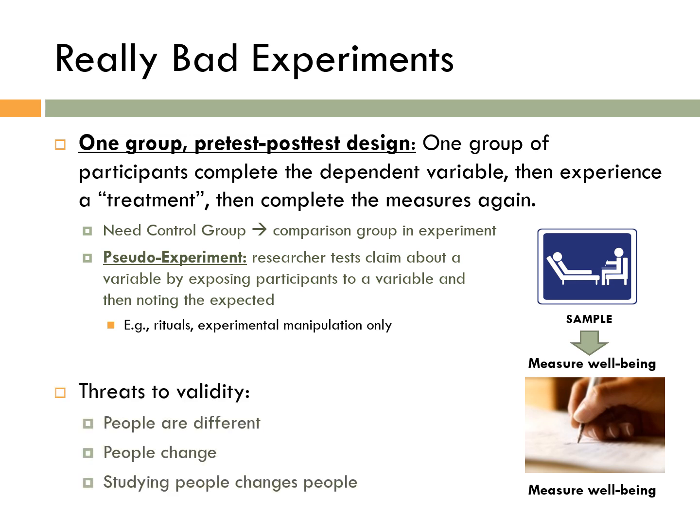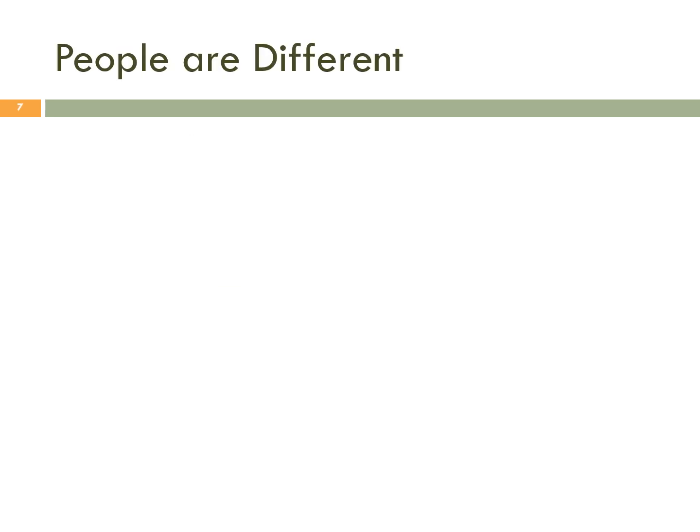And we are going to talk about three different ways that we see this threat, three different ways we may have other things that are affecting the dependent variable besides our experimental treatment. And those are going to be because people are different, because people change, and because studying people changes people. The first threat to validity in any kind of experimental method we're talking about is going to be that people are different. There's a lot of individual differences between our subjects that we have to take into account.